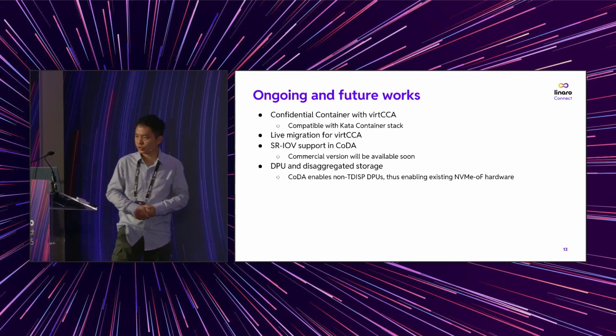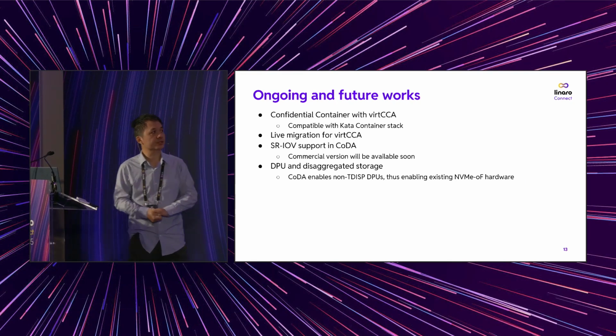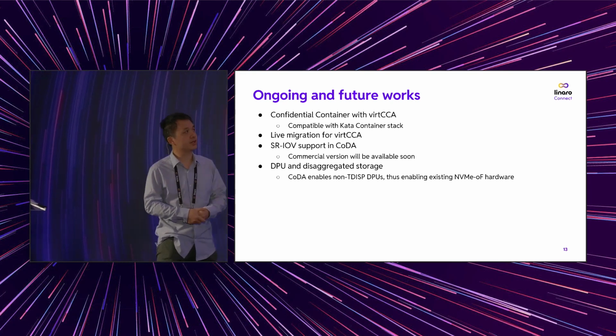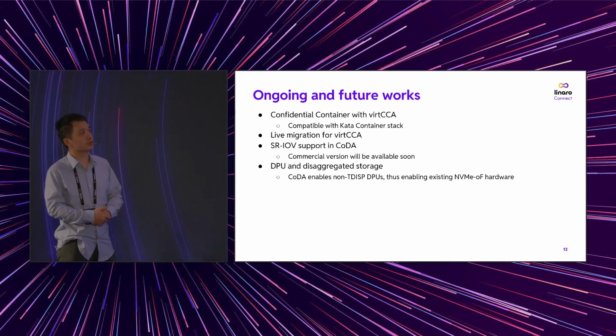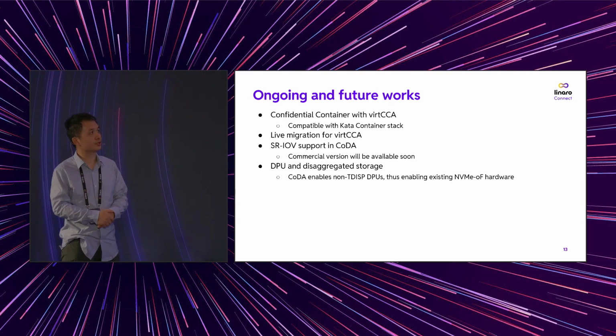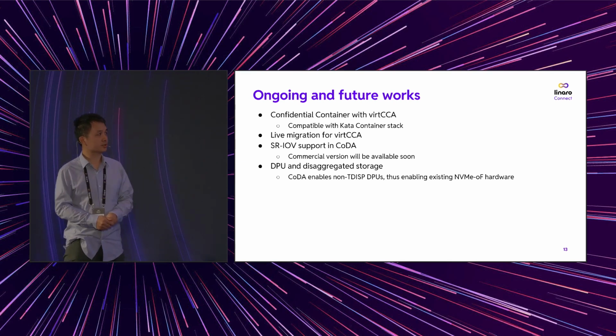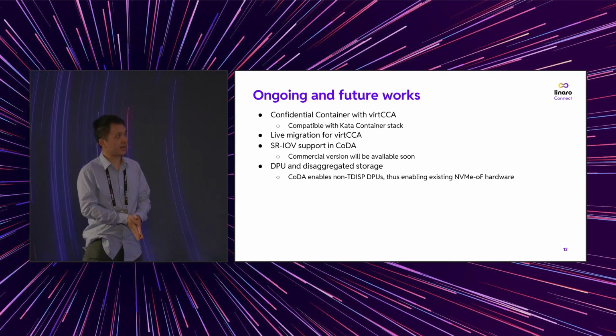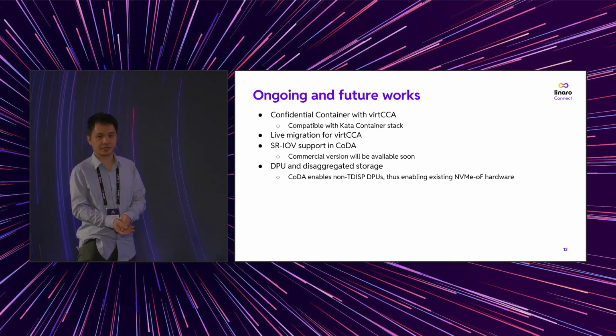So I'm going to talk about our ongoing and future work on CoDA and virtCCA. The first is we want to have a confidential container running with virtCCA, and we want this software stack compatible with Kata container. And second, we want to support live migration for virtCCA. The first phase is live migration without CoDA. And third, which we have almost finished developing, is SRIOV.